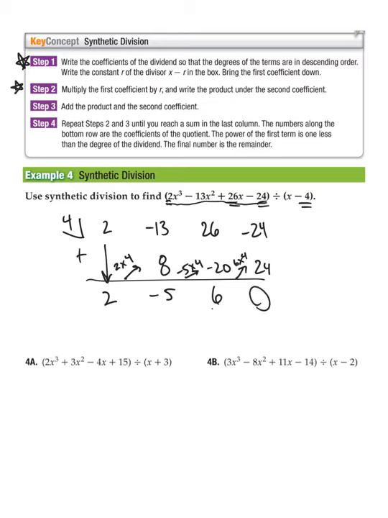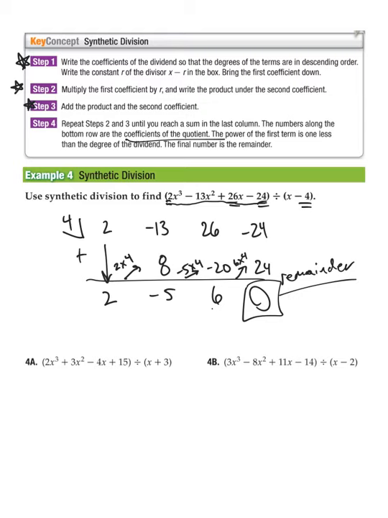So guys, 2, negative 5, 6, 0, this is what we considered the remainder, so we don't have a remainder. All right. So that was steps 2 and 3. And then we repeat steps 2 and 3 until you reach the sum in the last column. We went all the way to the right. The numbers along the bottom row are the coefficients of the quotient.